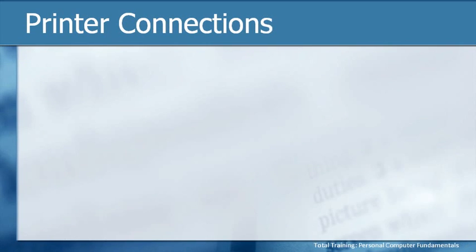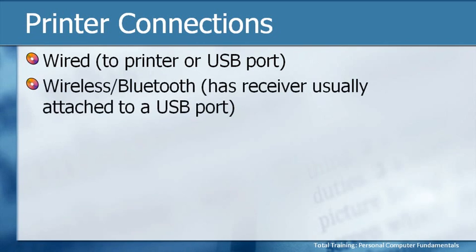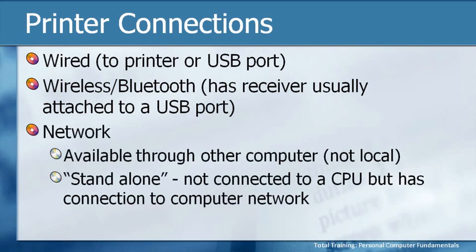Well, since printers are hardware, we know that it has to be connected somehow to the CPU. And this really isn't much different than mice and keyboards and some of the things that we've talked about. You can have wired printers that are going to be wired either to the printer port or to the USB port. We can also have wireless, which includes Bluetooth, that's going to have some type of receiver, usually attached to a USB port, but again, Bluetooth printers may have some of that embedded into the CPU, like it does in a laptop.